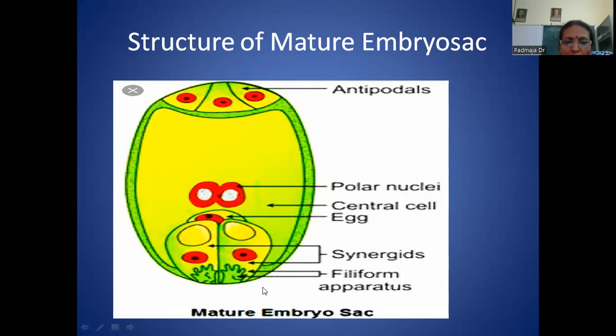And whenever the pollen tube enters, one of the male gametes will fuse with the egg. Another male gamete will fuse with the secondary polar nucleus. As a result, the fusion between the male gamete and the egg gives rise to the zygote. The fusion between the other male gamete and the secondary polar nucleus gives rise to the endosperm in the angiosperm. And after fertilization, the synergids and antipodals will be disappearing.